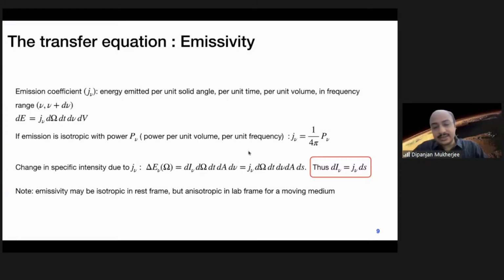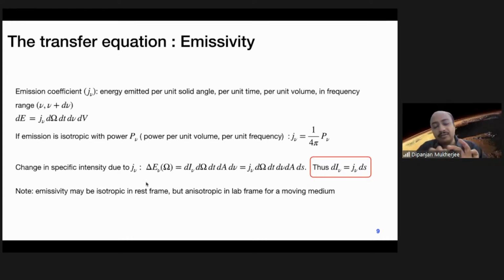The reason I state this here is because when you consider different emission processes, oftentimes it is much easier to calculate the power per unit volume. If the emission is isotropic, for example, if there is no beaming involved, then all we do is calculate the power per unit volume, and then we can get a handle on the emission coefficient.